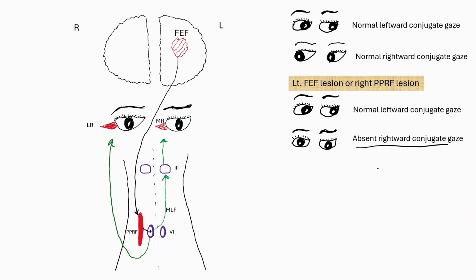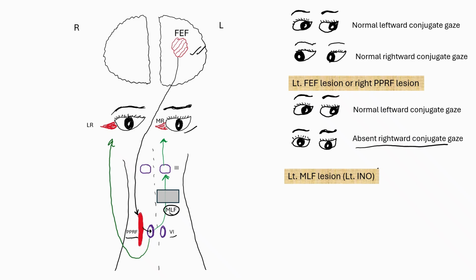What about a lesion in the medial longitudinal fasciculus? If we have a lesion in the medial longitudinal fasciculus, the PPRF has already received a signal for the contralateral gaze. For example, you want to look towards the right side, the frontal eye field area has already fired from the left side. It has already reached the PPRF. The PPRF has already supplied the sixth cranial nerve nuclei, and the lateral rectus of the right eye would get stimulated.